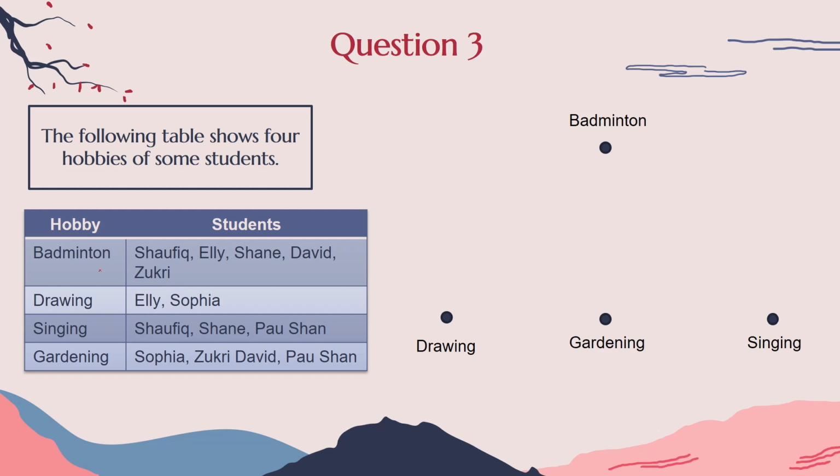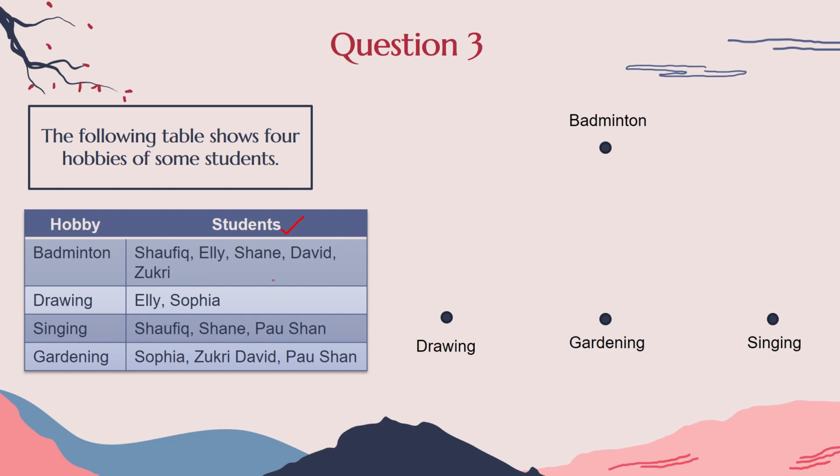From here, there are 4 vertices. How about the edges? How many edges are in this information that we can draw the graph? Our edges are the names of the students. How many students were involved in this survey?